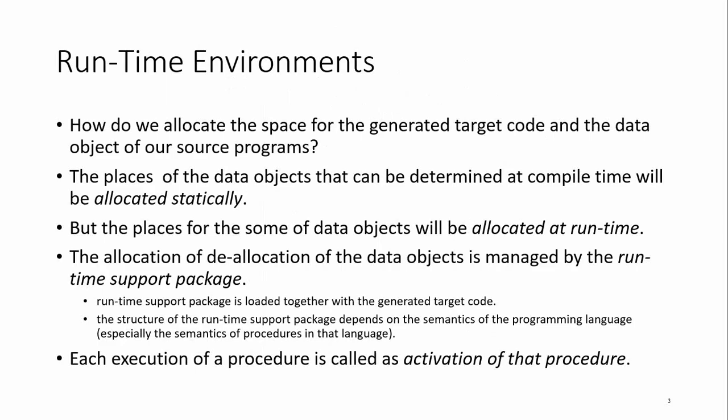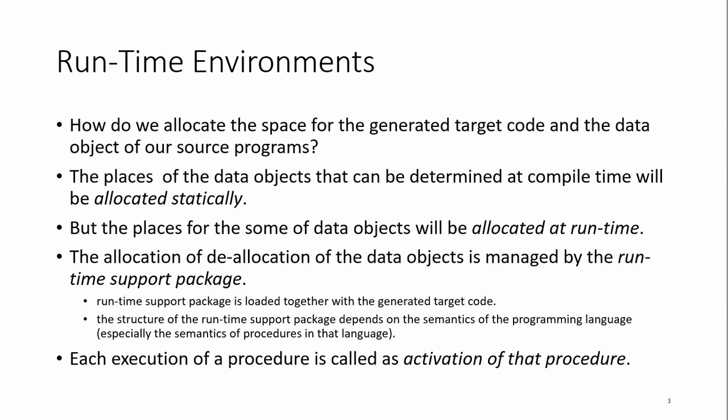In the runtime environment, we look at how the space is going to be allocated for the generated code which will be running on a machine. The memory requirement of the data objects that can be determined during compile time is known, so it will be allocated statically, and for some others it will be found during the runtime, and for them the allocation will be done during the runtime. The allocation and deallocation of the data objects is managed by the runtime support package. It will be loaded along with the generated target code.